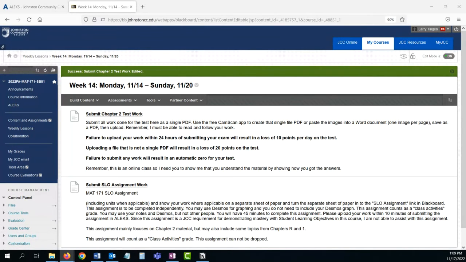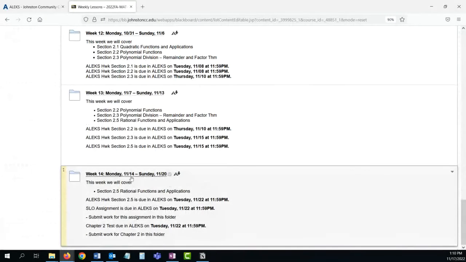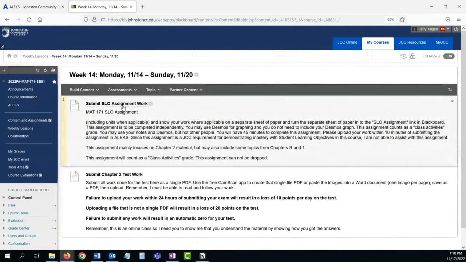So you'll do the assignment in ALEKS and work out everything on paper, submit the ALEKS assignment, and then take pictures. No, you do not need a webcam. Use your CamScan app, submit the single PDF just like normal, and the submission is under weekly lessons, week 14. This is where you submit the SLO assignment and the Chapter 2 test work. I'm going to change the order here. And all that's due by the end of the day next Tuesday.